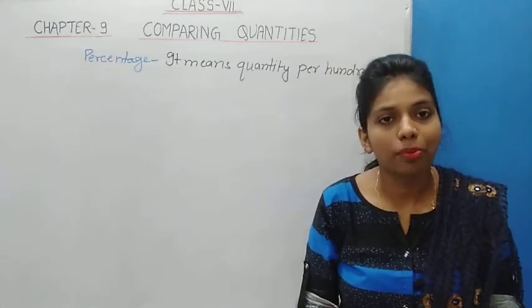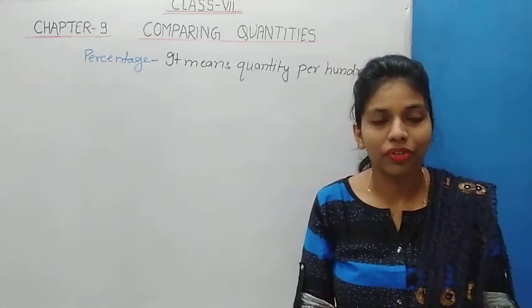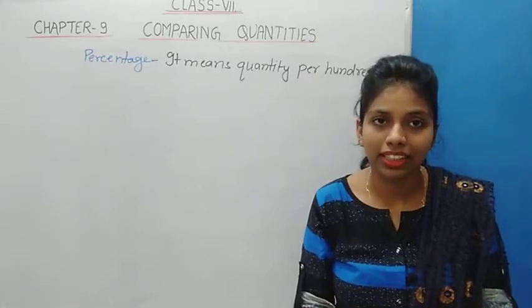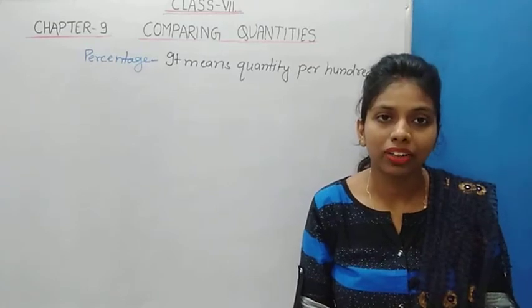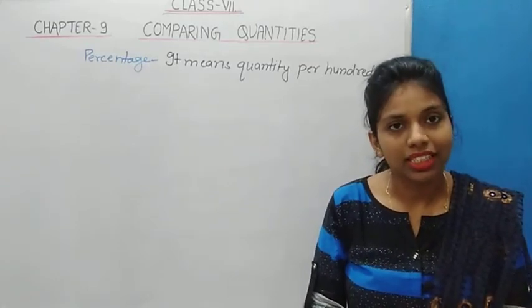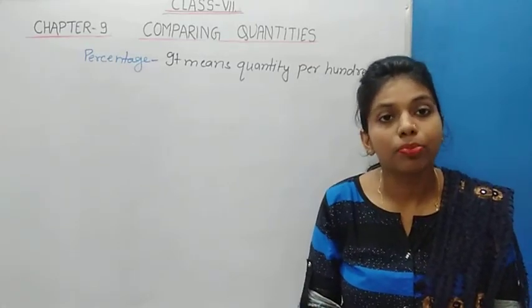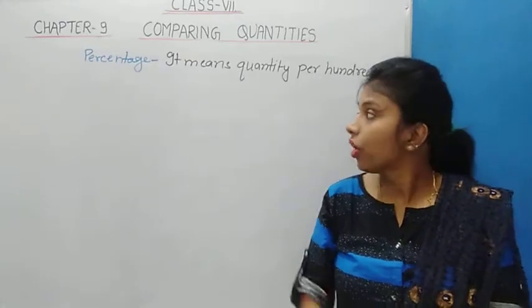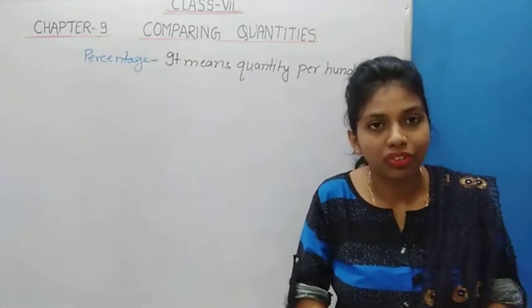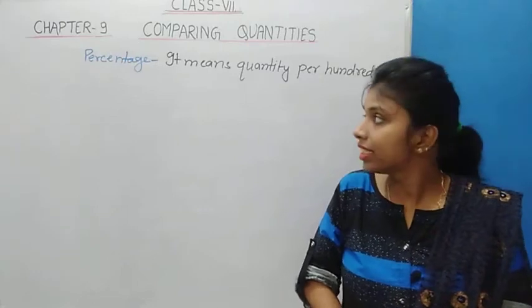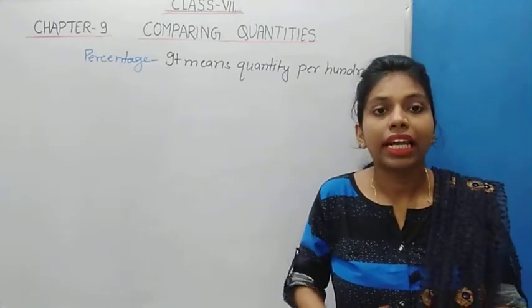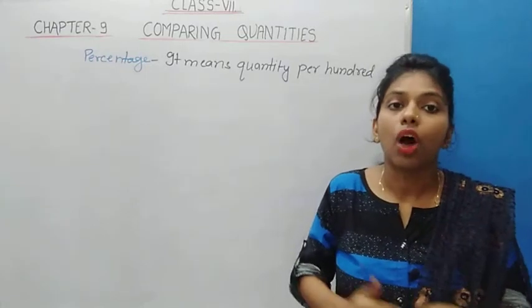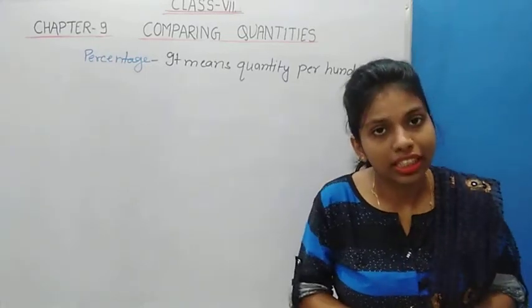So in this video I am going to explain chapter 9 of class 7, that is comparing quantities. In this video I come with another method to compare quantities, that is percentage. We know that percentage means per 100. The word percentage comes from the Latin words per and cent. Cent means 100. So whenever we compare any quantity out of 100, we call it percentage.